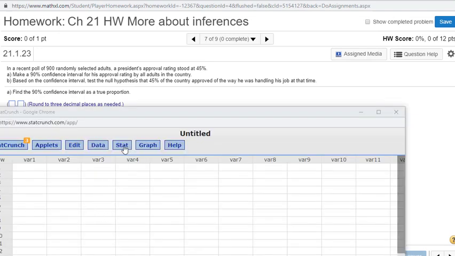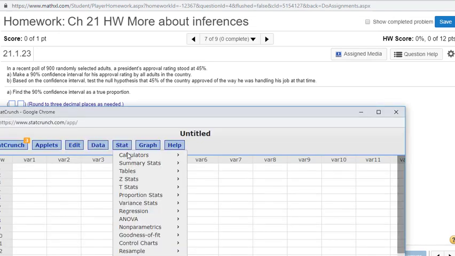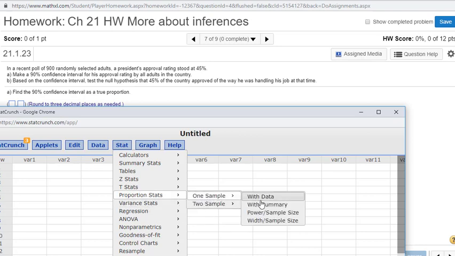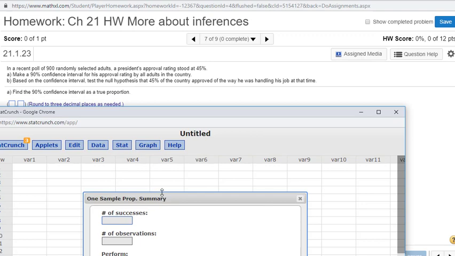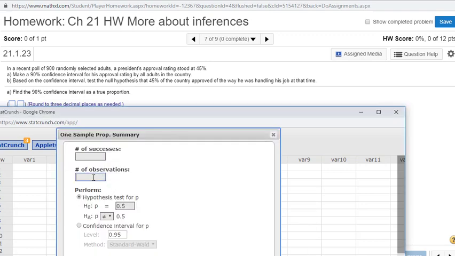Okay, so in StatCrunch, I'm going to go to Stat. We're looking at proportions here, so go to Proportion Stats, and we just have one sample, and we have summary data. Okay, we have a total of 900 observations, and 45% of those approved of the president. So you can actually put in 0.45 times 900.